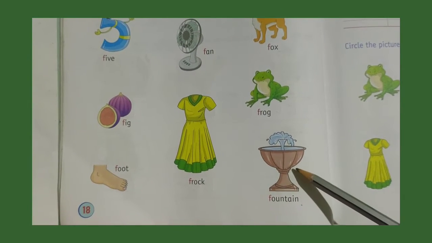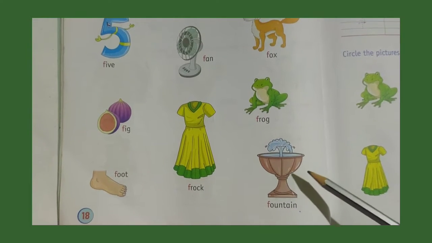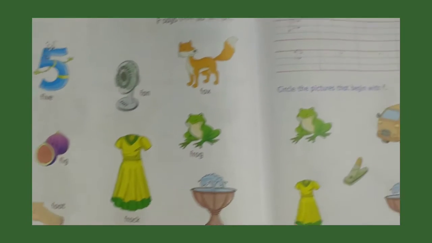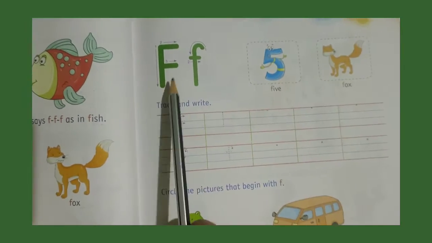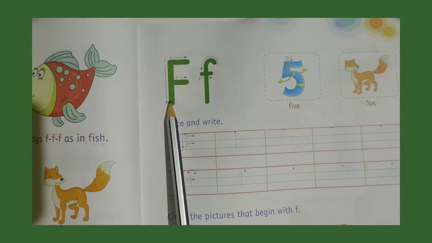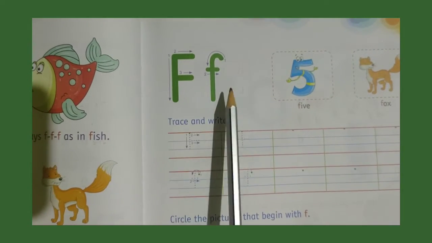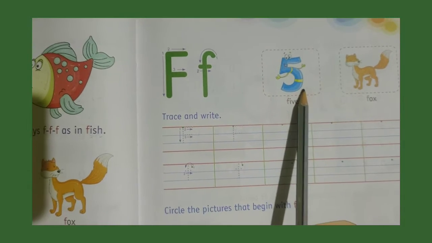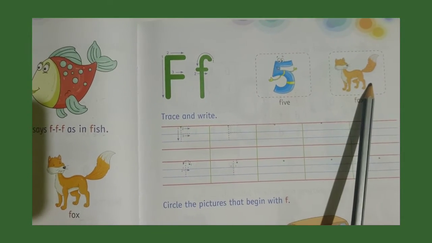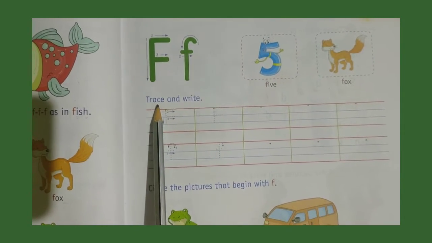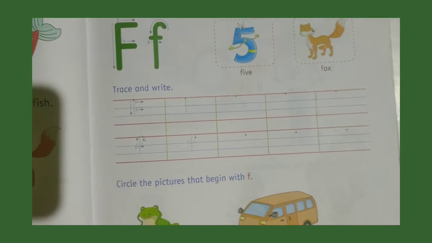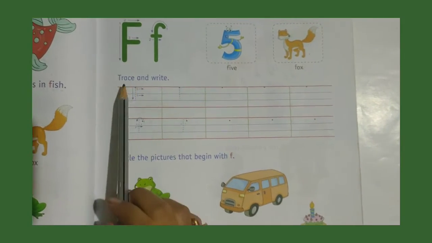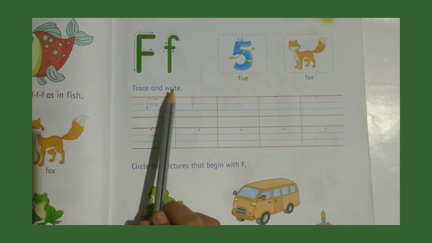Okay, the name of the picture is fountain. Here you can see capital F and small f. F for 5, F for fox. Here is your question: trace and write.